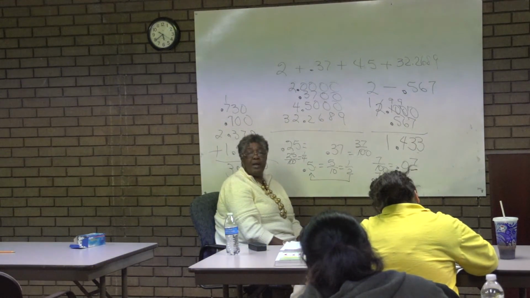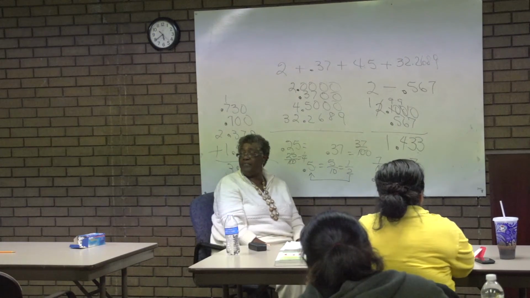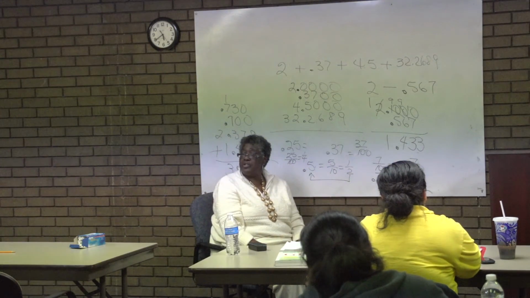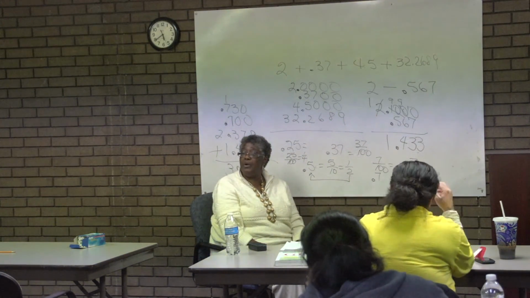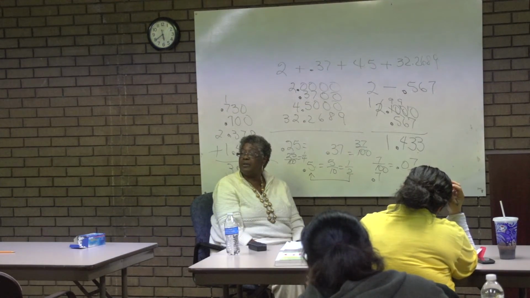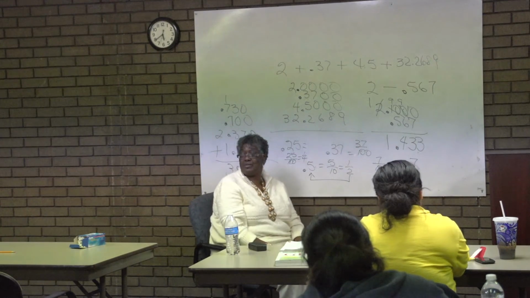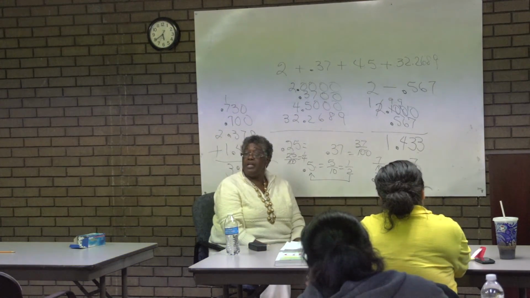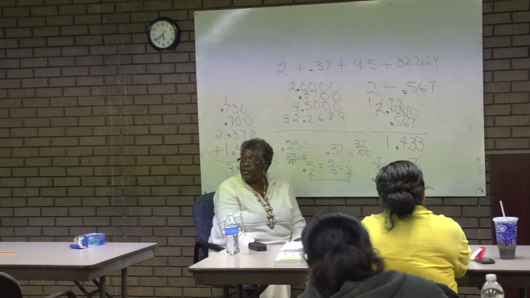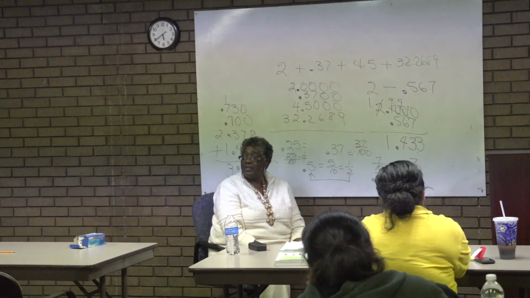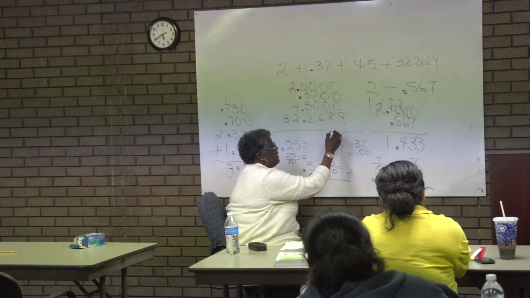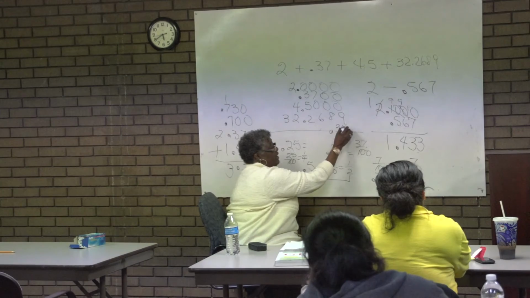If I wanted to write 345 thousandths, here's what you think. How many numbers do you have to make thousandths? Count the zeros, thousandths. 3. 345 has 3 numbers, right? So I know that all I have to do is write 345.